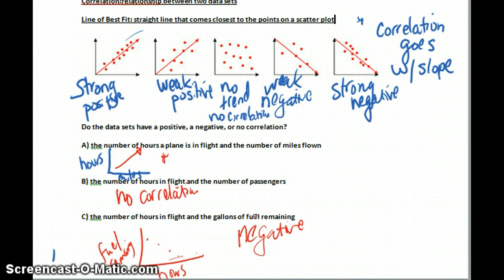So if both increase or both decrease, then it's positive. If one increases while the other decreases, it's going to be a negative. They're going to work kind of against each other.